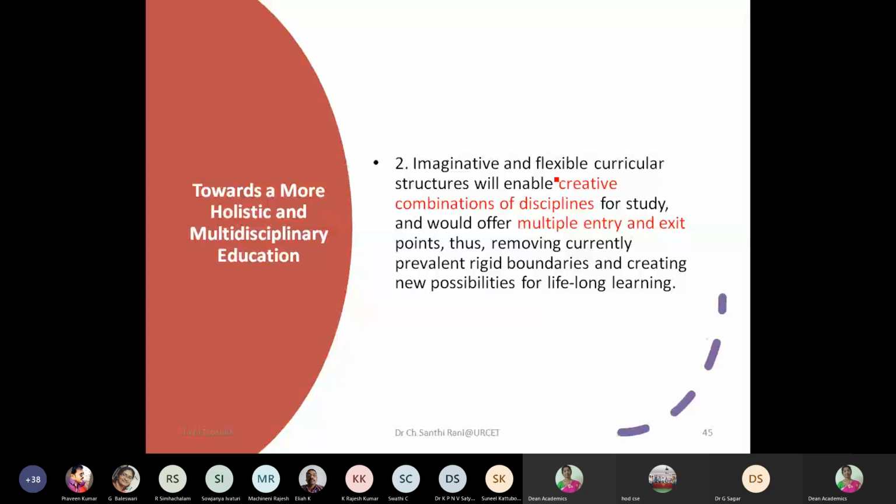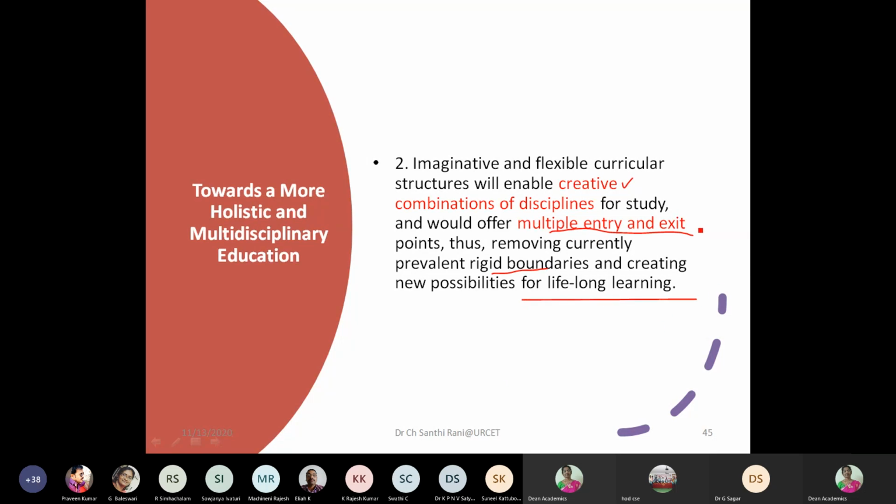So imaginative and flexible curricular structures will enable creative combinations of disciplines. So we are going to frame creative combinations of disciplines for study and would offer multiple entry and exit points, thus removing currently prevalent rigid boundaries and creating new possibilities for lifelong learning. So, what does it mean?